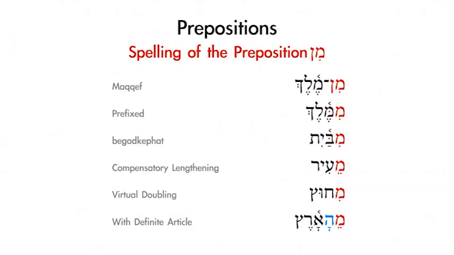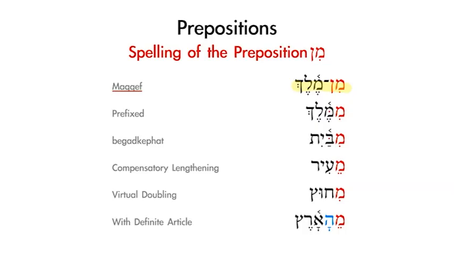We're going to see that there are really 6 different spelling possibilities with the min preposition, but the good news is, if you've been following along and learning the features of spelling changes that we've been discussing in each of the chapters, you're going to know the vast majority of the types of changes that appear here. We'll begin with the maqqef preposition, and we'll just observe that that's the standard way in which the min preposition is spelled: min, followed by maqqef, joined to its object.